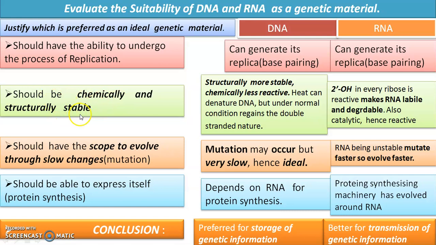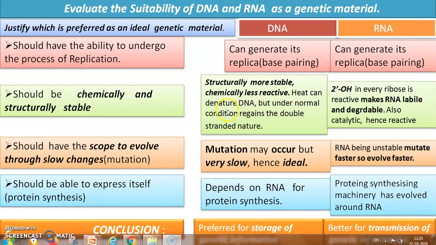Next, chemically and structurally stable. Here we have already discussed DNA is more stable, less reactive. See, denaturing of DNA occurs at high temperature. We will read it in one of the experiments called Griffith's experiment. What is denaturation? Breaking of hydrogen bonds. It happens when it is heated. DNA molecule is heated and the two strands separate. That is called denaturation. But when the conditions come back to normal, the double-stranded nature is regained. It can again complement back. That means pairing can occur and the two strands are intact.